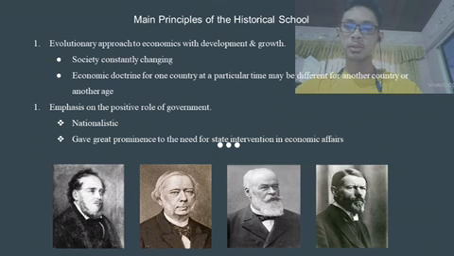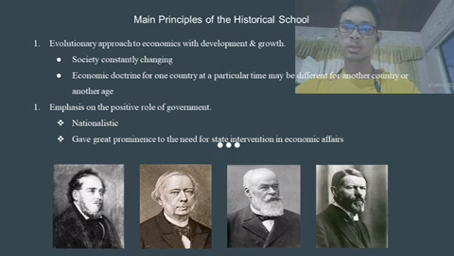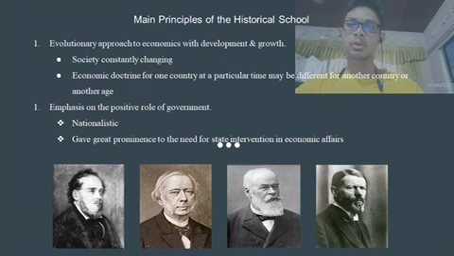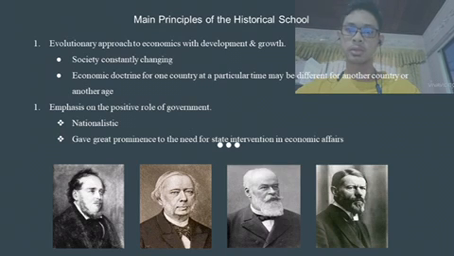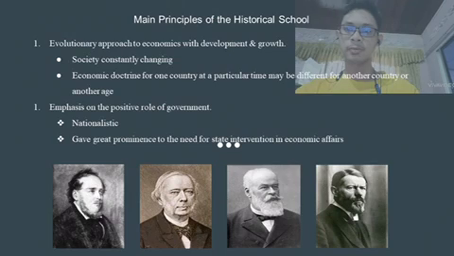Number two is emphasizing the positive role of government. This historical school was nationalistic, which is different from classical economic principles, whereas those were individualistic and cosmopolitan. So in the process of defending a unified economy as the way of their development, there was an ardent nationalistic glorification of the state. Therefore, this historical school gave great prominence to the need for state intervention in economic affairs and emphasized that the community has interests of its own that are quite distinct from those of the individual.